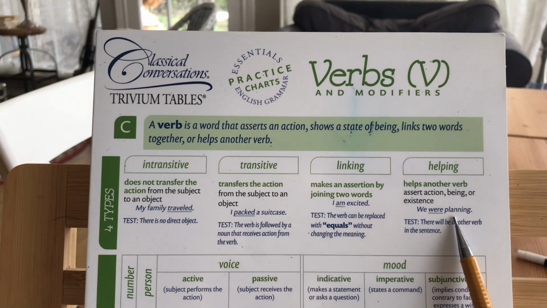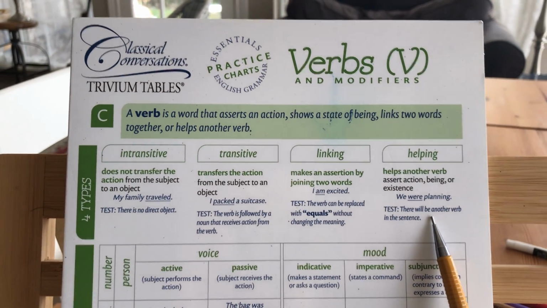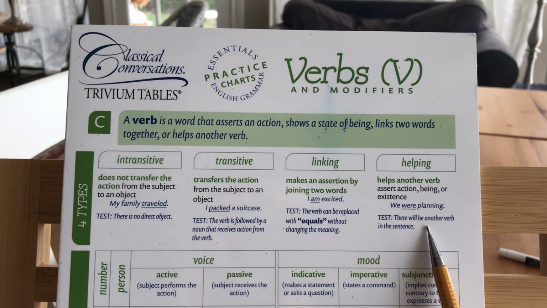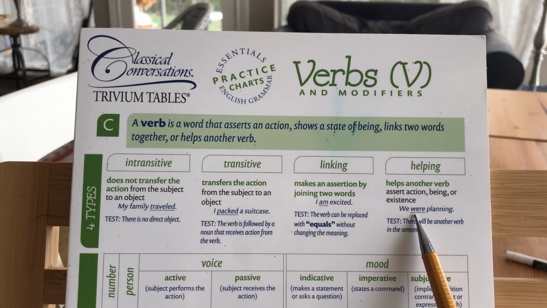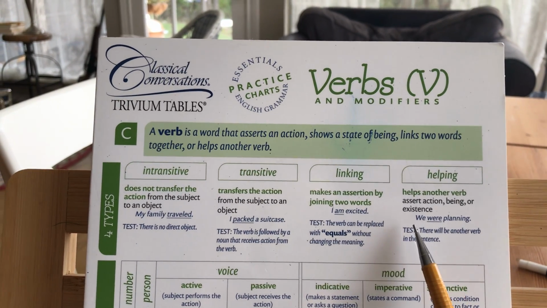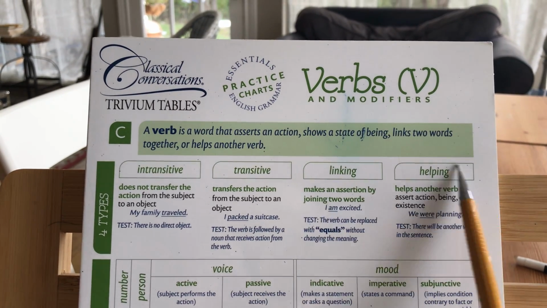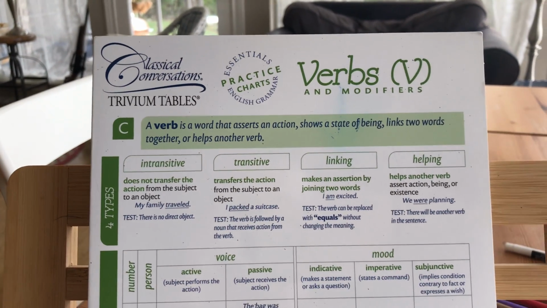Now, a helping verb helps another verb assert action, being, or existence. And so the test here is you will always see a helping verb in addition to another verb in the sentence. Example is we were planning. So let's look at linking and helping verbs. I do have a couple songs.